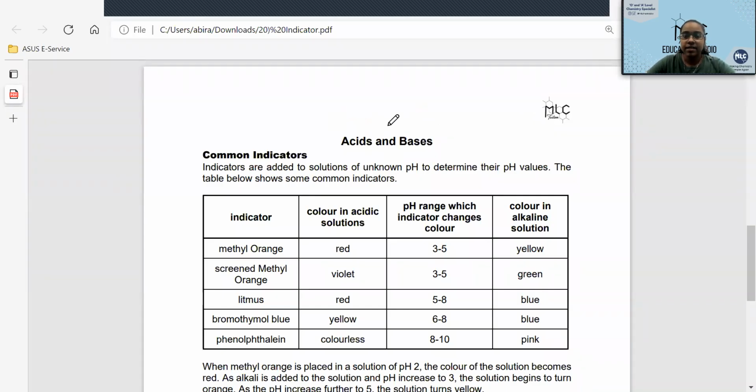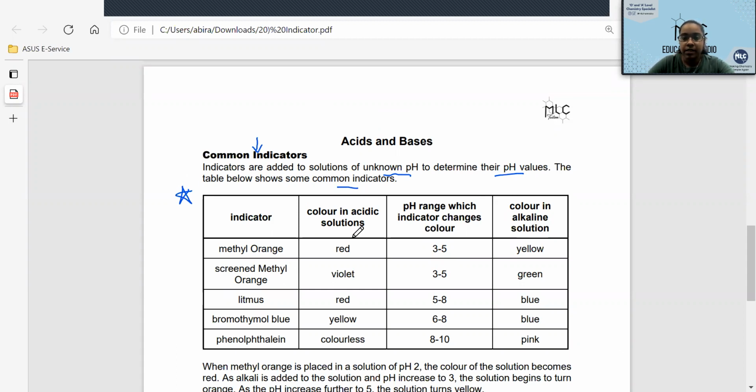Okay, today under acids and bases, we'll be going through common indicators. First off, what are indicators? Indicators are added to solutions of unknown pH values to determine their pH values. This table over here shows some common indicators which you need to know. This is very important. So let's go through some of them.